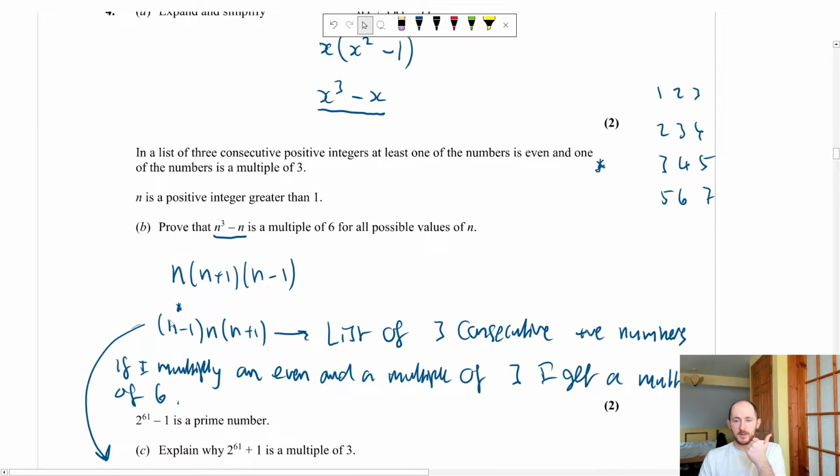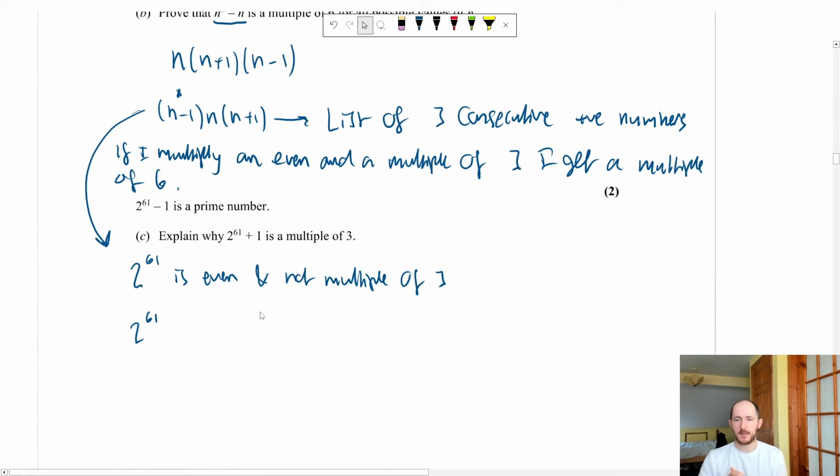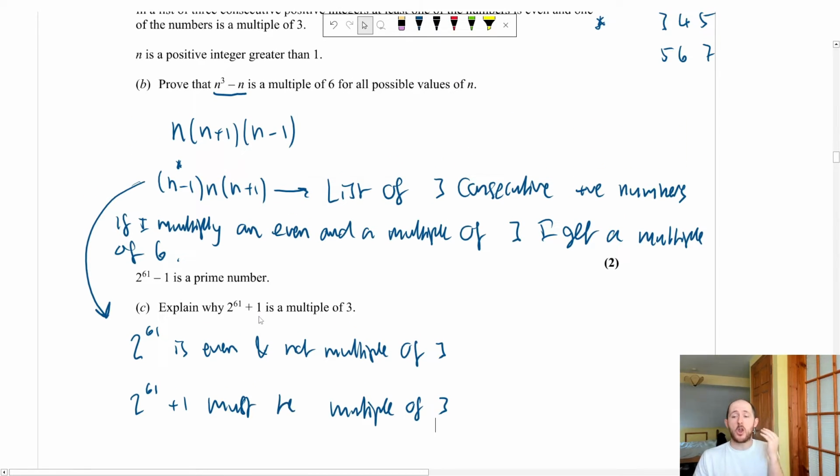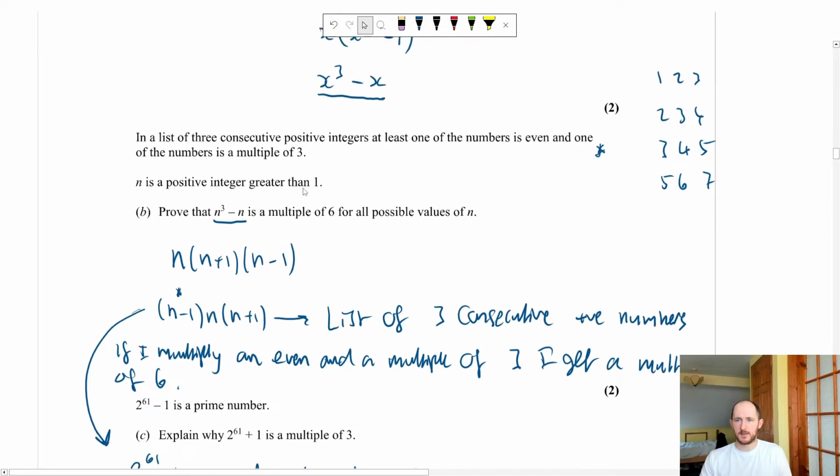the first number is not even and it's not a multiple of 3. The second number is not a multiple of 3, but it is even. So the only option, because it says one of them has to be a multiple of 3, is that the third must be a multiple of 3, because the other 2 numbers that it's next to are not multiples of 3.